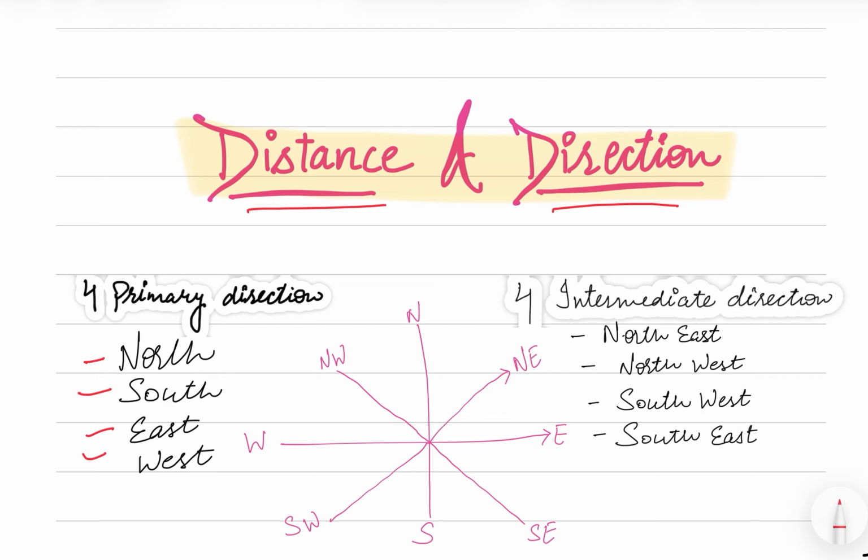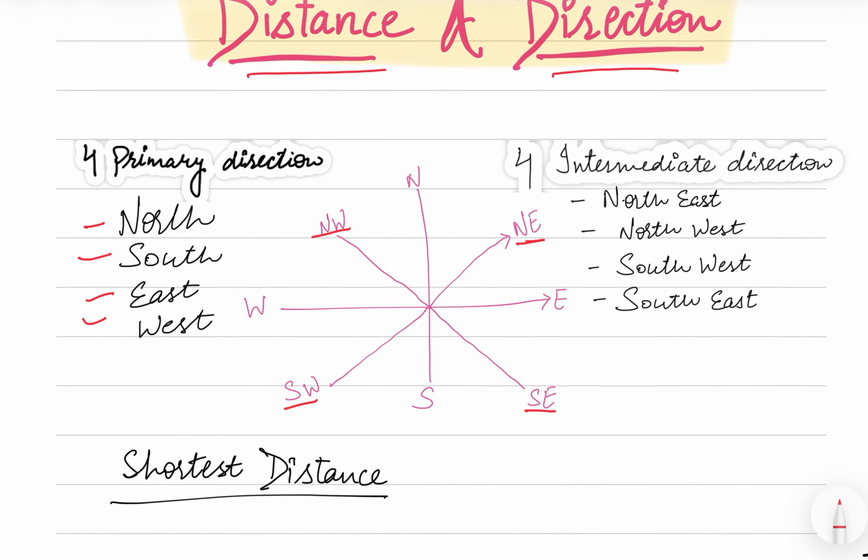We have 4 primary directions: north, south, east, and west. And we have 4 intermediate directions. Between north and east, we have northeast. Between north and west, we have northwest. Between west and south, we have southwest. And between south and east, we have southeast. These are the 4 intermediate directions we have.